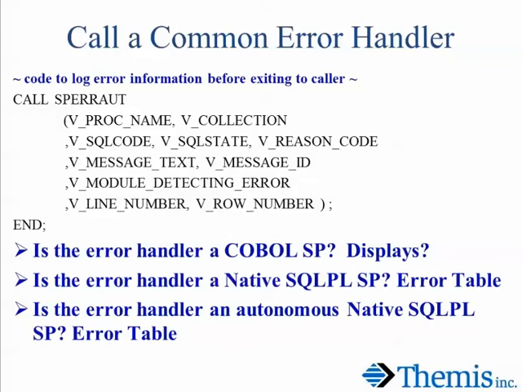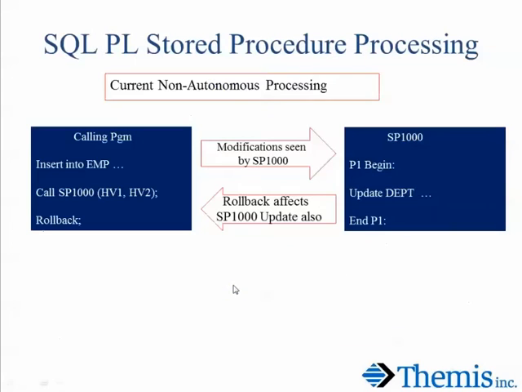We could call a native SQL procedure defined as autonomous, as notated with the last bullet here. Then we can do the error table insert, and its commit scope does not affect the caller's commit scope. So we've not interrupted our unit of recovery. If it's not autonomous, remember, any update processing here, a rollback affects the caller's. That's why autonomous in version 11 is such a valuable tool for our common error handlers.